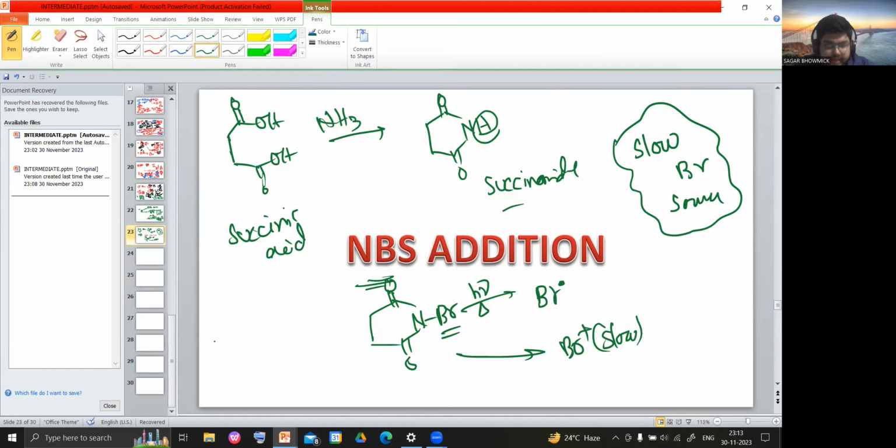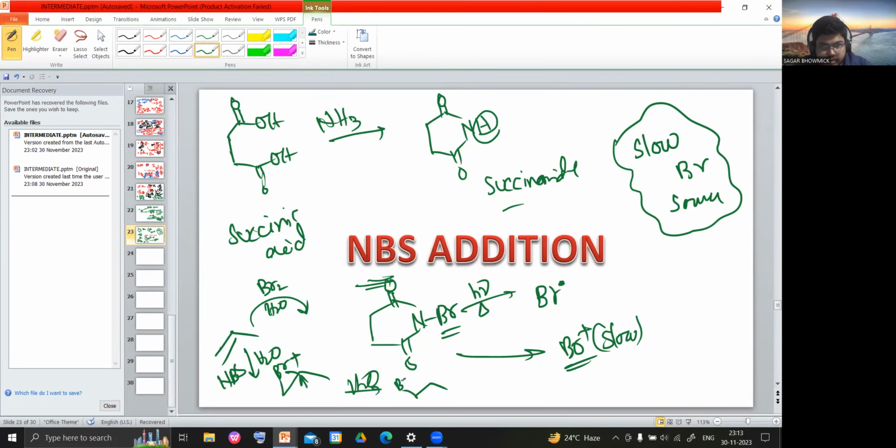Suppose in this reaction the reagent is NBS water. The same reaction is given by, suppose, Br2 water. The same thing will happen. First NBS will leave Br plus, so this is a bromonium ion. The bromonium ion will form. Then water will attack this center, and basically we are getting Br and OH over there. In this type of compound, if Br and OH both are present in the same structure, the structure is called bromohydrin. Bromohydrin is going to form. I hope it's clear to you.